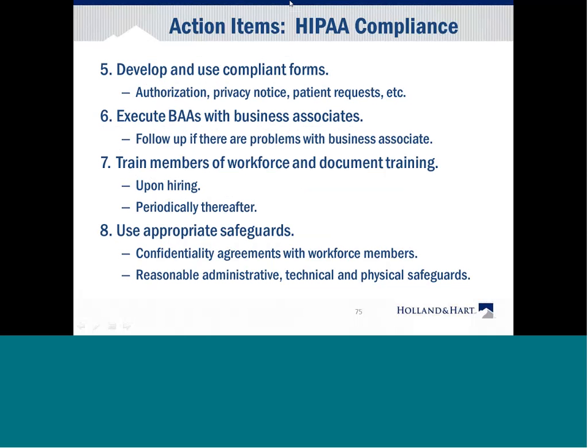Number five, develop and use compliant forms. Forms that satisfy the HIPAA standards, including your HIPAA authorization, your privacy notice, maybe patient requests for records, although that's not required. It's a good idea to have those types of things. Number six, execute valid business associate agreements with business associates. Follow up if there are problems with the business associate. Remember, you're generally not liable as long as they're not your agent, and you take prompt action if you know that they're messing up. Seven, train members of your workforce and document their training.